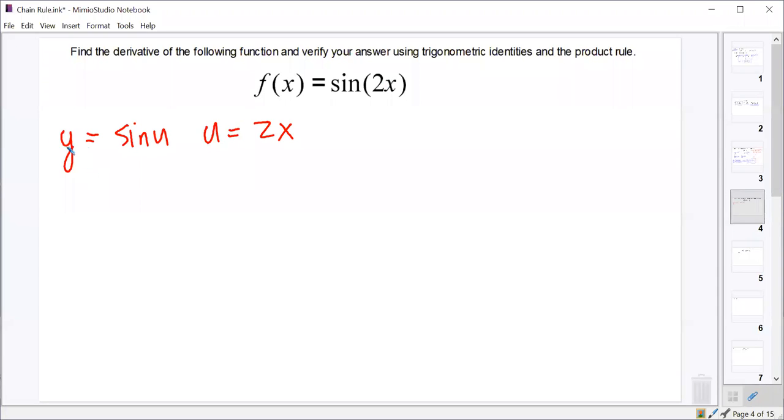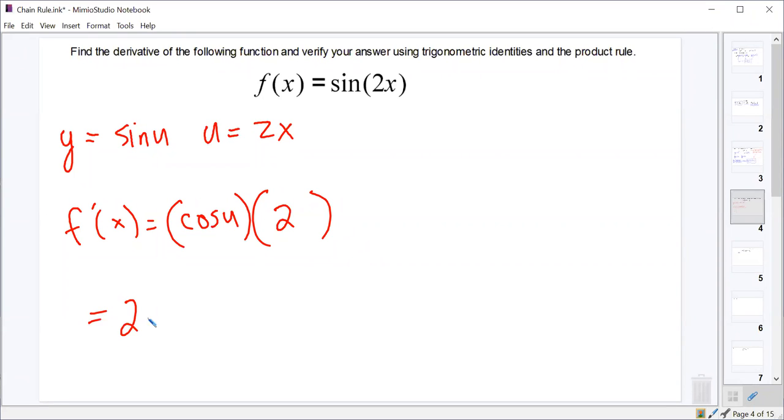So what's the derivative of y with respect to u? Cosine u. Exactly. So cosine u, and what's the derivative of u? 2. So we get 2 cosine u, or 2 cosine 2x. Pretty straightforward.